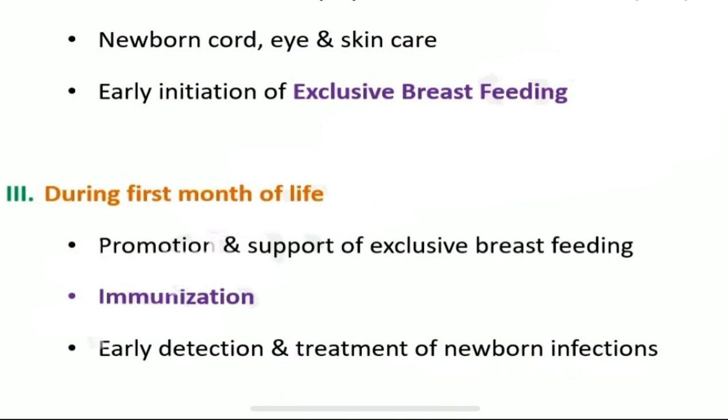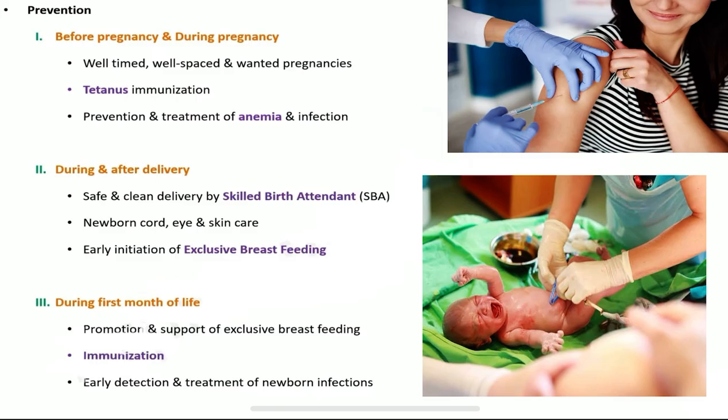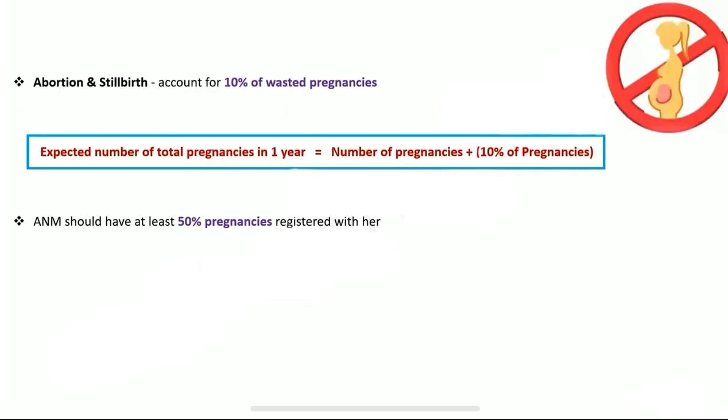Next, we have to do prompt and early detection and treatment of the newborn infections. We have to manage the diseases in the newborn infants and give the immunization to them. Okay, immunization is another important thing. So this is the prevention.